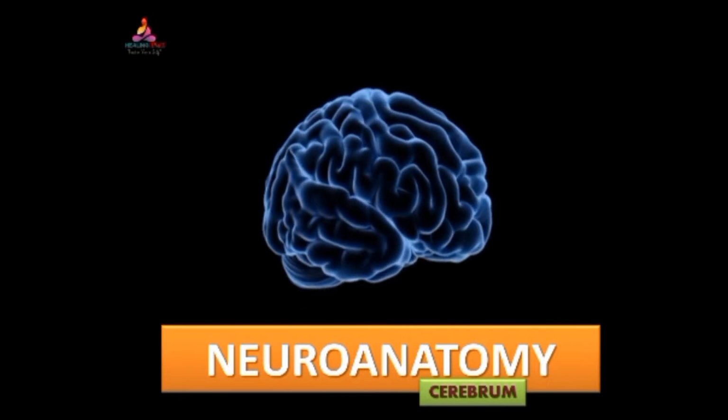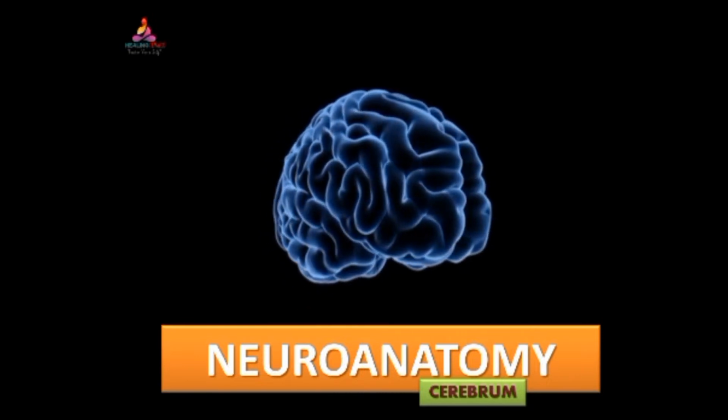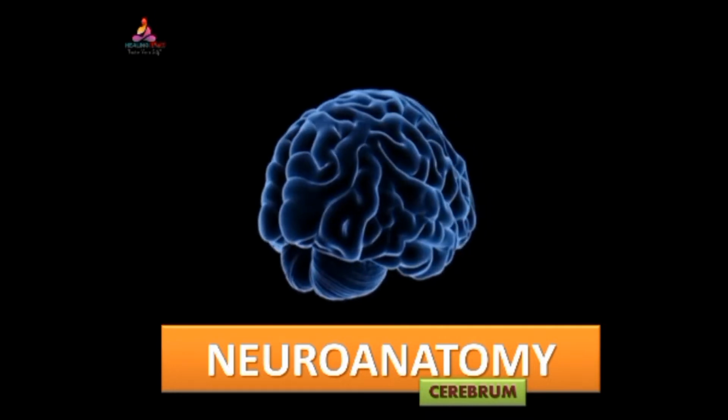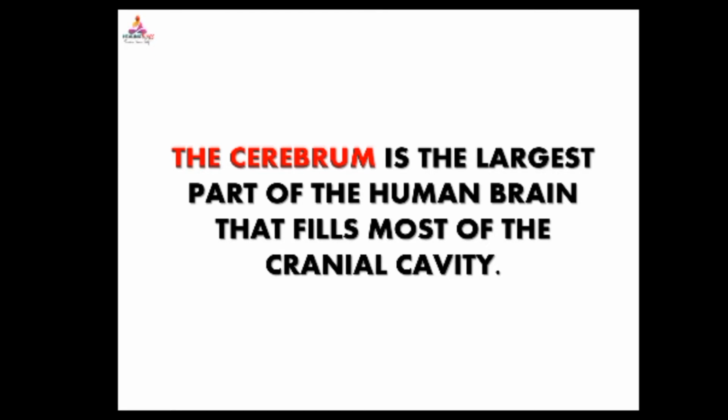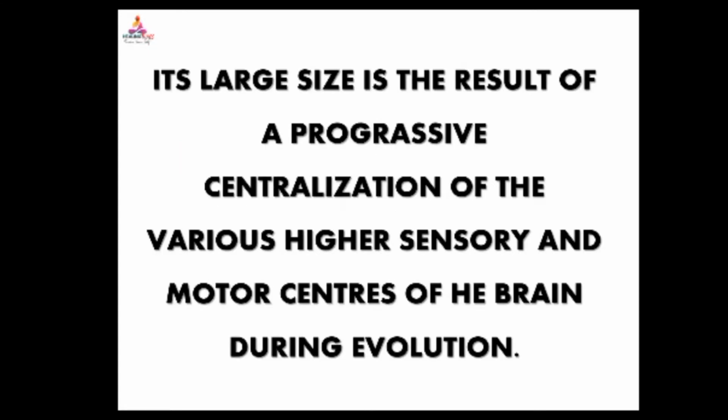Today we are discussing the neuroanatomy part, the cerebrum. The cerebrum is the largest part of the human brain that fills most of the cranial cavity. Its large size is the result of progressive centralization of the various higher sensory and motor centers of the brain during evolution.